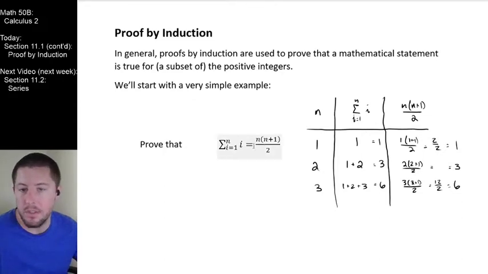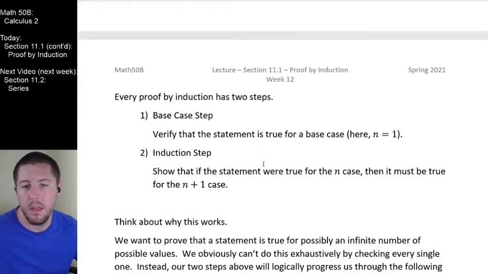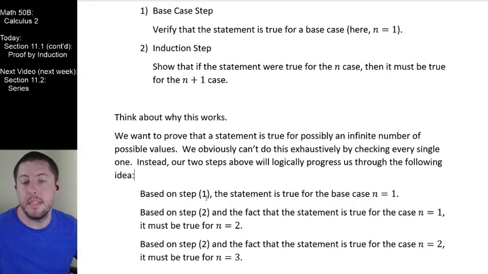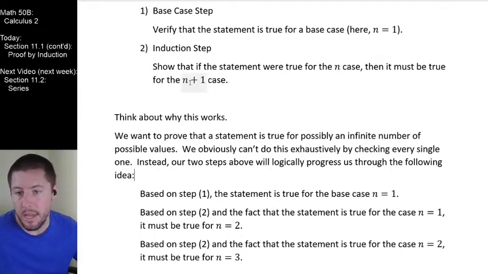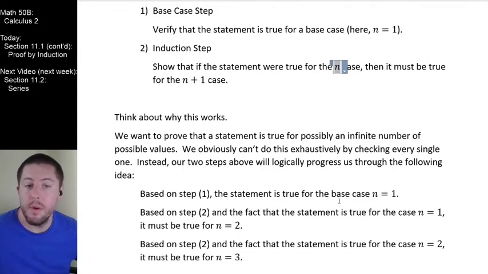And so the statement holds for the case where n is equal to 1. Now, based on step 2, the induction step, and the fact that it's true for the case n equals 1, remember, this inductive step is going to say, show that if it's true for the n case, it must be true for the n plus 1 case. Well, what is the n case going to be for us to start out right here? Well, we've already verified that the n equals 1 case is true.